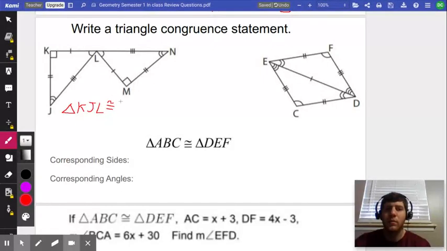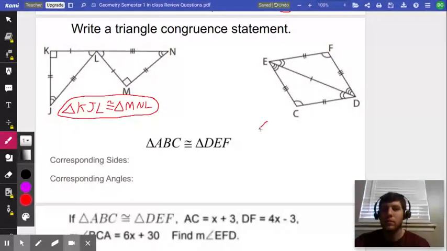But then the second one, you have to match up the corresponding parts. So K here is a right angle, so K is going to match up with M. J is next. J has 2 arcs, so J matches up with N. And then L matches up with L. So that would be a good triangle congruence statement.